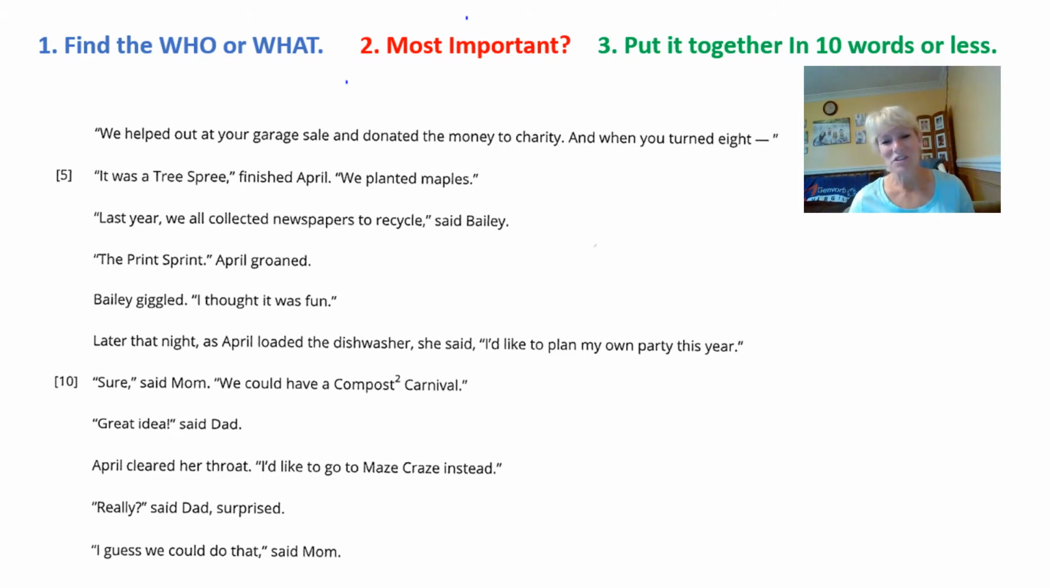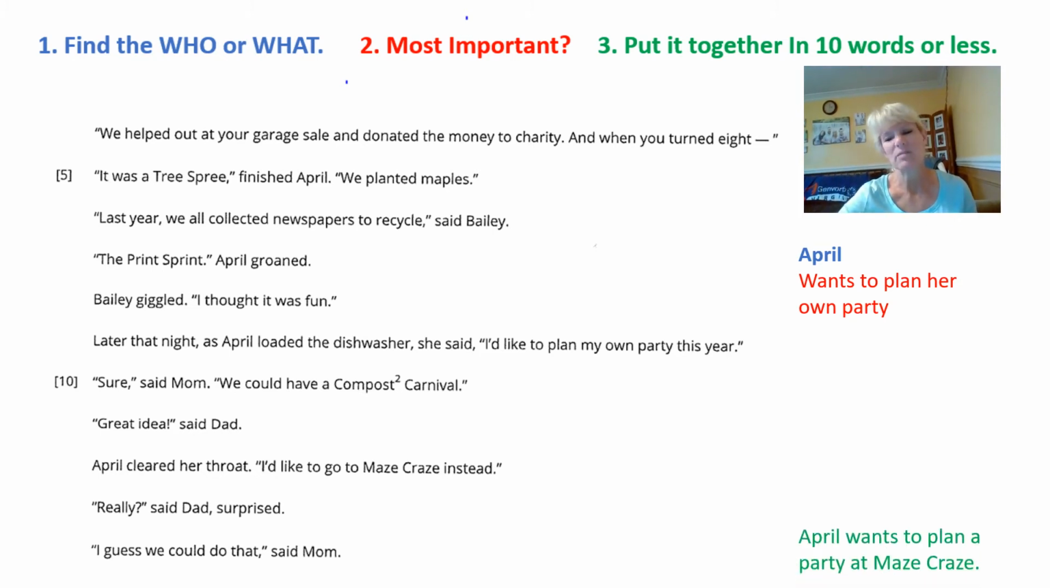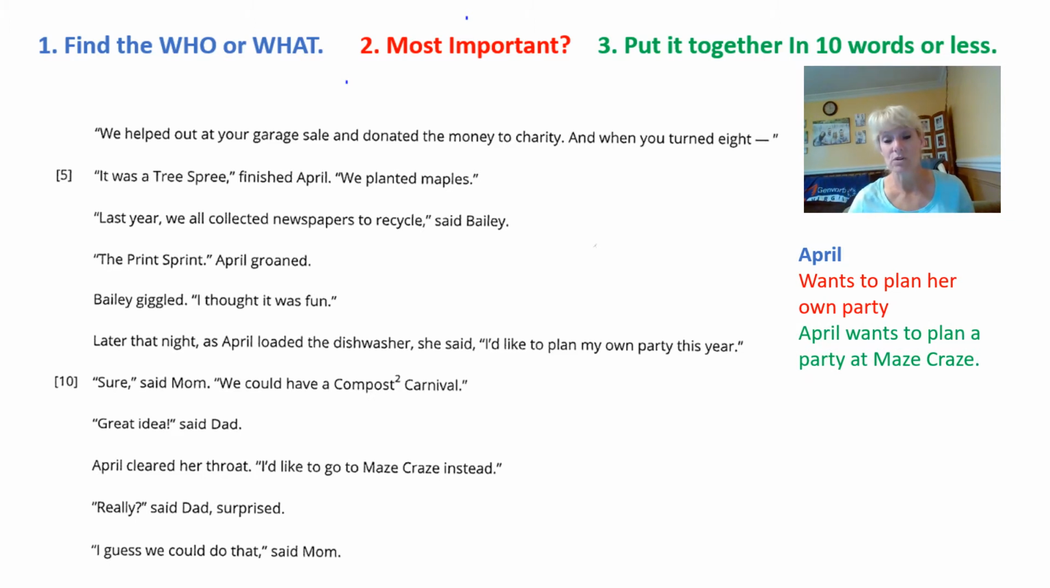Now this is the next chunk of the story that I had. So the who or what is still going to continue to be April. This is still pretty much about April. And what happened in this particular part of the story is April really wants her own party. She's always had the same kind of parties and they seem to enjoy them, but she wants to plan her own party. So here's my summary in 10 words or less. April wants to plan a party at Maze Craze.